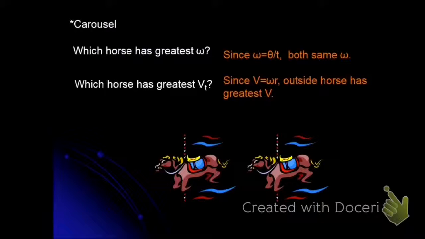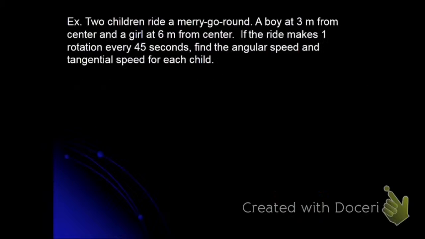That'll give you the greatest tangential velocity. So now let's take this and do some actual math with it. So you've got two children on a merry-go-round, a boy 3 meters from the center and a girl 6 meters from the center. If the ride makes one rotation every 45 seconds, find the angular speed and the tangential speed.